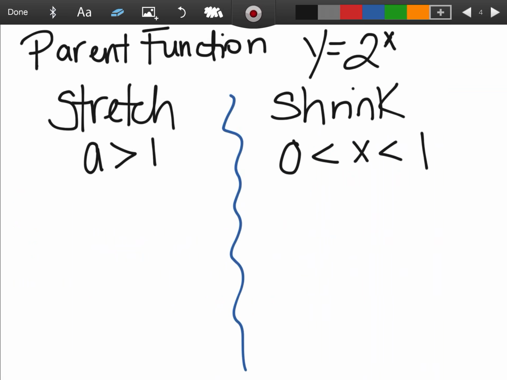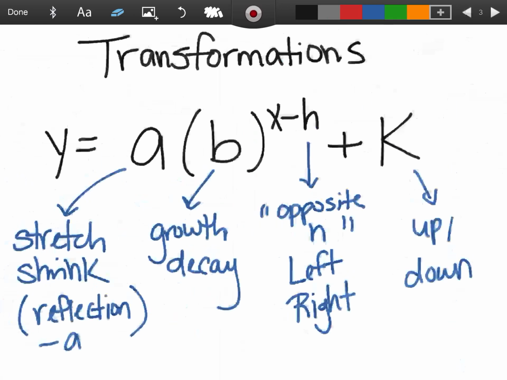So A, the number in front of our base. So I should go back here real quick. B is the base. This number only tells us growth or decay. That is the number right next to the variable x. That's not A. A is in front of that number.